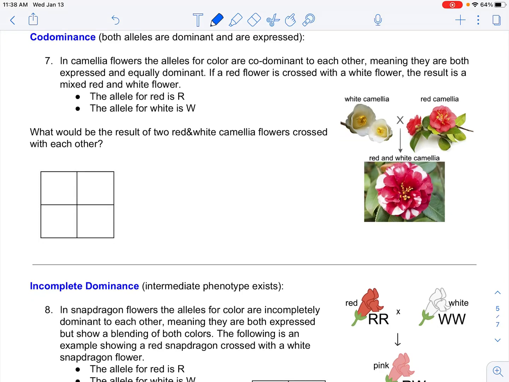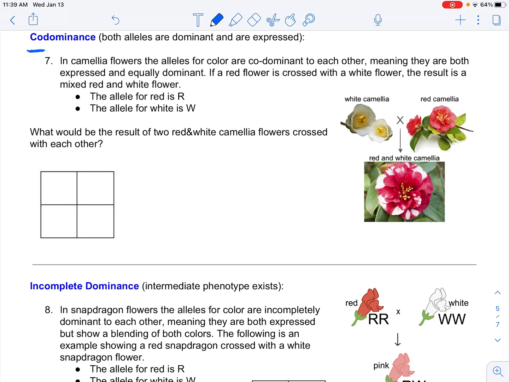Okay, so now we're just going to wrap it up looking at a few other types of non-Mendelian inheritance. Again, non-Mendelian inheritance means that there's something different than just two alleles for each gene, and the alleles are dominant or recessive to each other. So one example is codominant. Codominant, much like we already learned about with multiple alleles, means that they are both expressed.